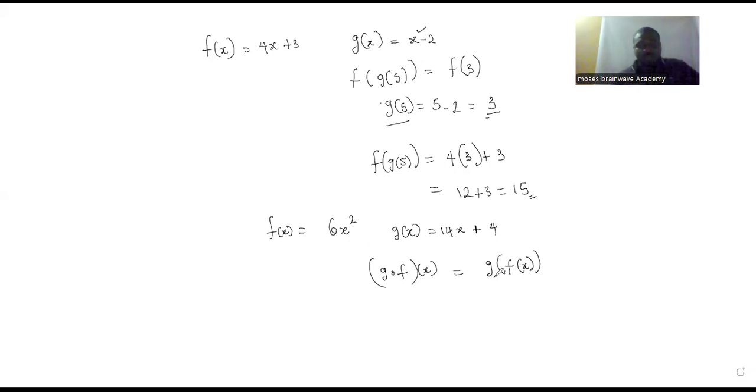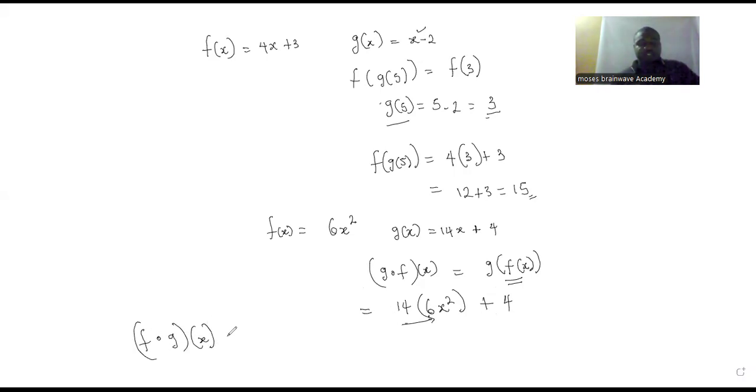I'm supposed to go to g of x. Wherever I see x, I'm going to substitute the whole of f of x. So my g of f of x is going to be what? Clearly, I'm going to have 14, and in place of x, I'm going to put the whole of f of x. As simple as that. So I have 6x squared. Good. Then plus 4. All I need to do is to multiply this out. And that is that.